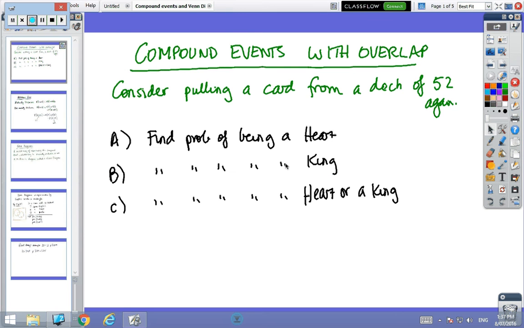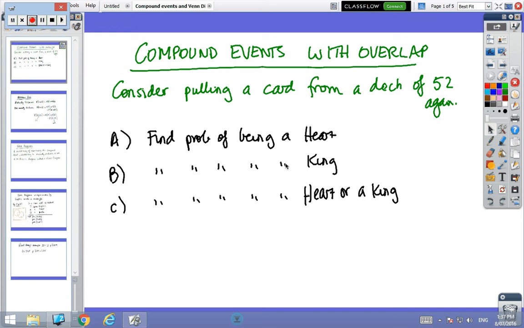Okay, so in the previous video, we were looking at compound events with no overlap, i.e. that they were mutually exclusive. Now we're looking at compound events when there is an overlap. Okay, so we're looking at an example. Hopefully it'll clear it all up.